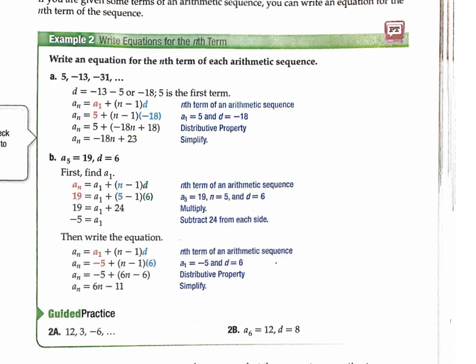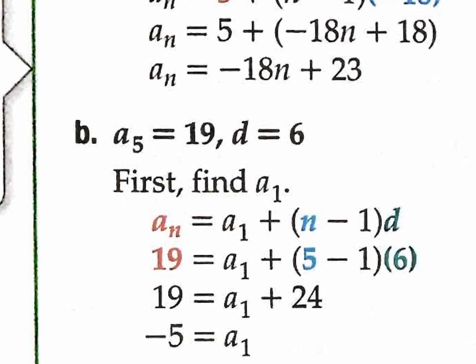Now, sometimes they'll give you a list and they want you to find that a sub nth rule. Sometimes they'll give you some information, all right? So they have a sub 5 equals 19 and the common difference is 6. Interesting. All right, so how about this? Let me zoom in right here and let me just cut this information out.